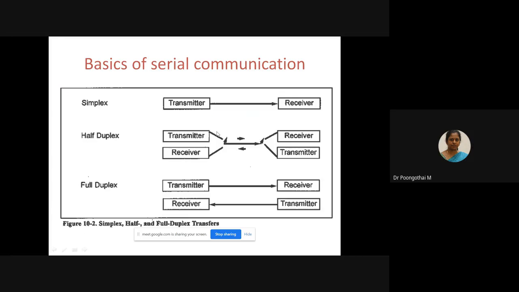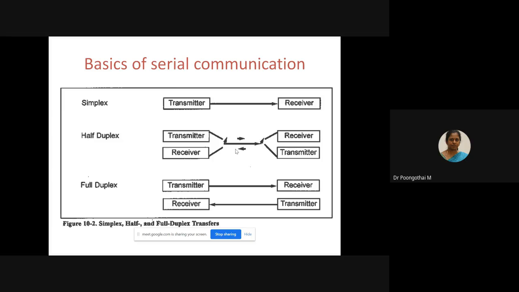According to the direction of communication, there are three types: simplex communication, half duplex communication, and full duplex communication. Simplex means a single data line can transmit data in only one direction. In half duplex, the communication link can be used for either transmission or reception, so data is transmitted in only one direction at a time.